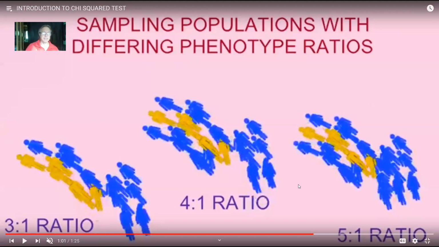All right, so I've said this is what I expect to see. So I've expected values, 75 and 25. And then I actually go out and I count my flies, or I count the people in the population. I actually measure something. I have my observed.